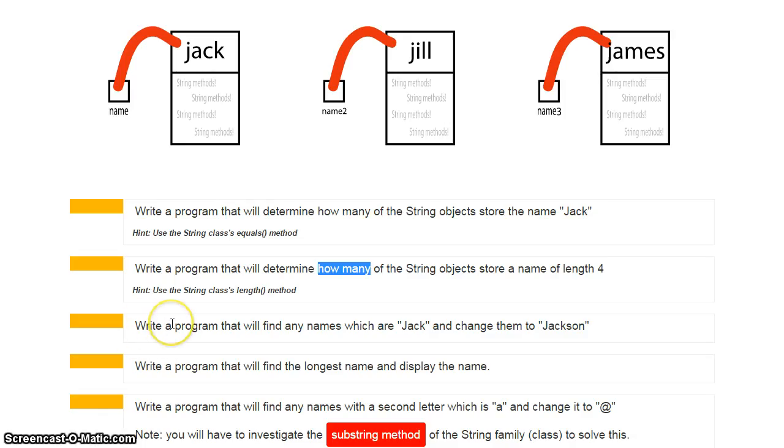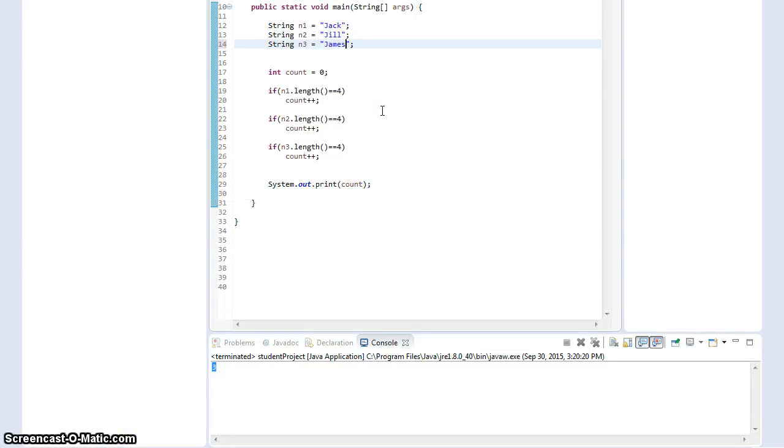Write a program that will find any names which are Jack and change them to Jackson. Ooh. So let's just do Control Z several times. We'll go back to our equals Jack code. If n1 is equal to Jack, then let's just change the value of n1, or the string that n1 points to. n1 becomes equal to, let's do new string Jackson.